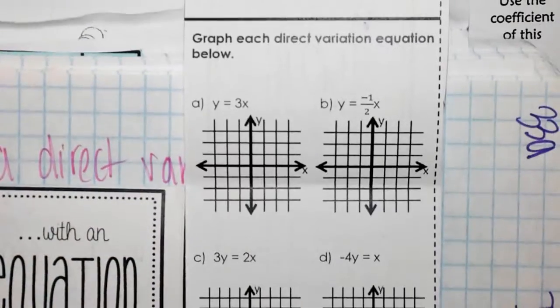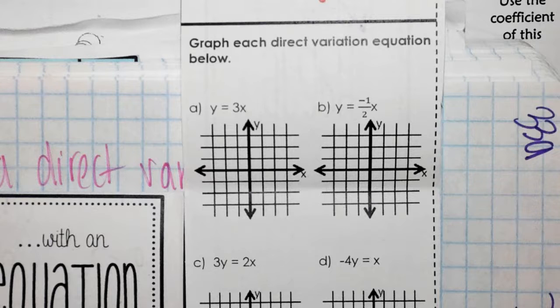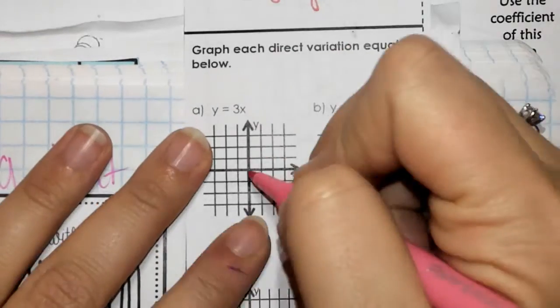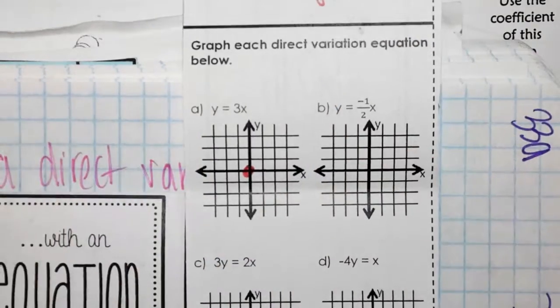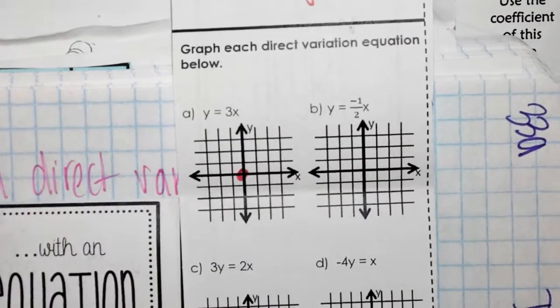Alright, so this says graph each direct variation below. So, what does each direct variation line go through? The origin, okay? So, put a dot on the origin. Now, we use our slope. We graph this just like y'all did last year with slope-intercept form. What is slope? Starts with an R.